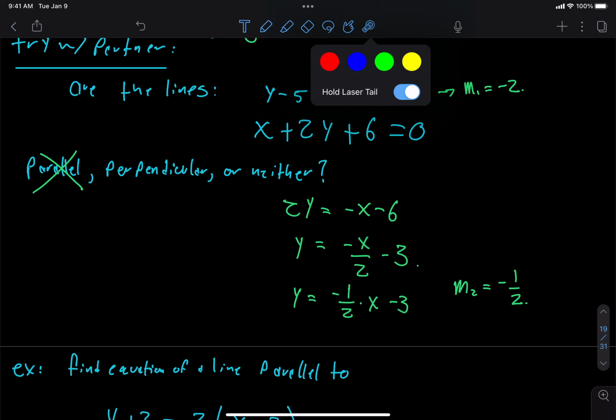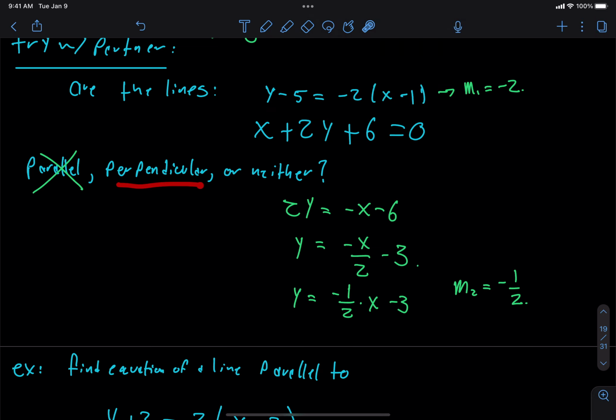Okay, how about perpendicular? Do we think perpendicular? I'm hearing no's. Why not perpendicular? This one's the reciprocal of the other one. One has to be positive. That's right. One has to be the negative reciprocal of the other. So it's not perpendicular either. So I guess we're left with the final option, neither.